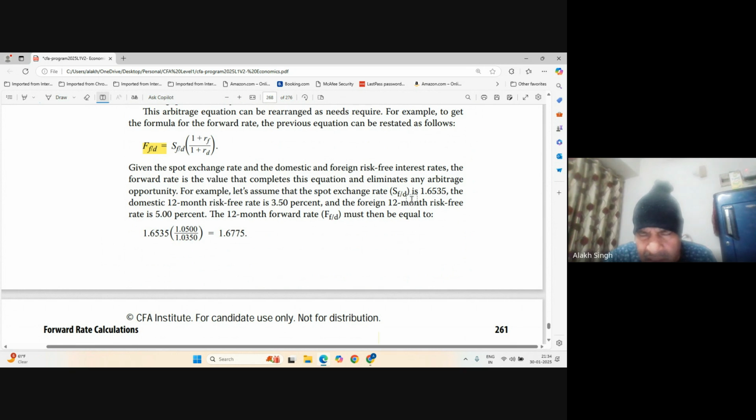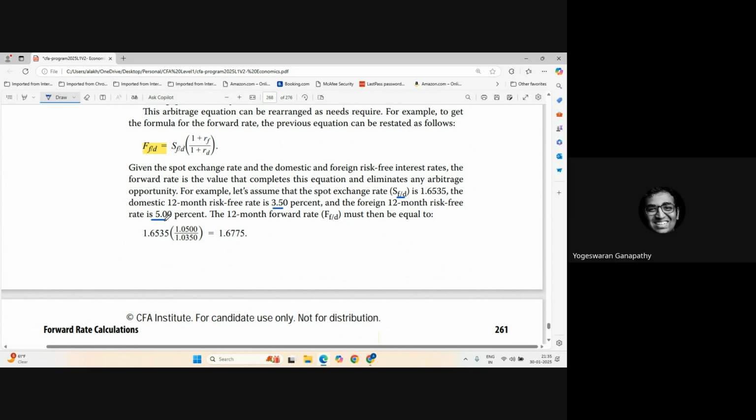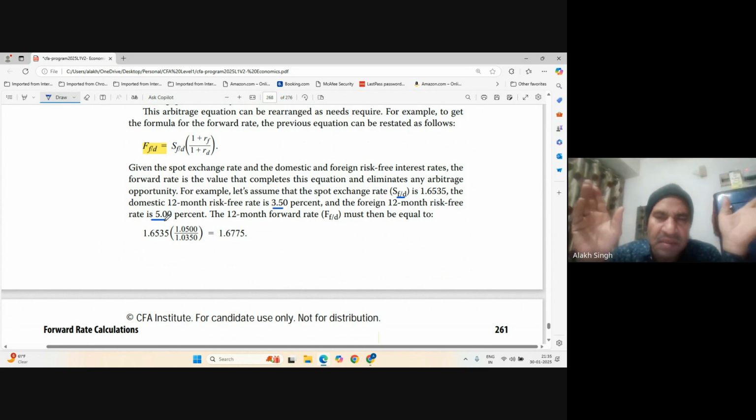For example, let's assume that a spot exchange rate F by D, it is the indirect method, is 1.6535. So this one is actually a spot F by D. The domestic 12-month risk-free rate is 3.5%, and the foreign 12-month risk-free rate is 5%. So the risk-free rate in the foreign country is higher, meaning the inflation is higher there. That means the foreign currency is depreciating, or the domestic currency will appreciate.